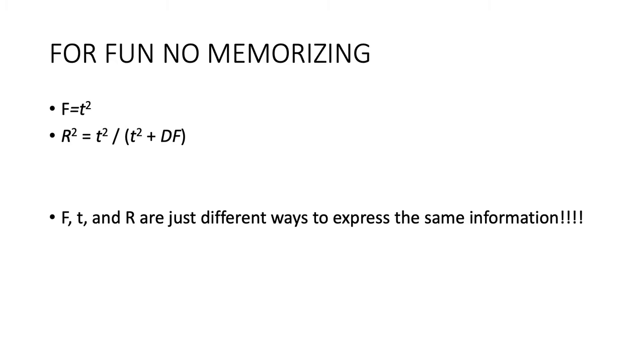I just want you to see that you can find R from F. You can find F from R. They're interchangeable. So this is just more proof that what I was saying earlier is true, that ANOVA is just a special case of regression. That's it.